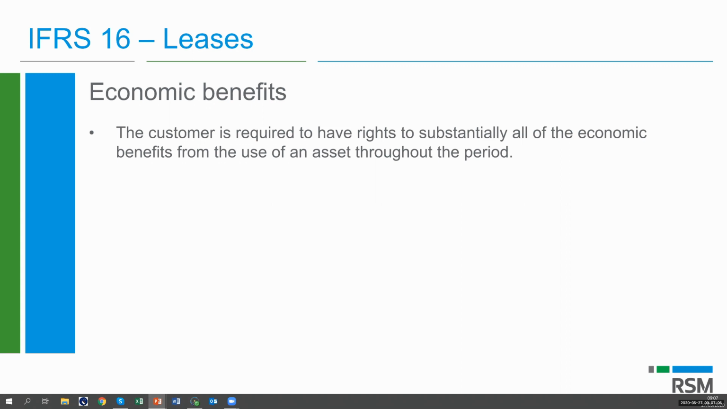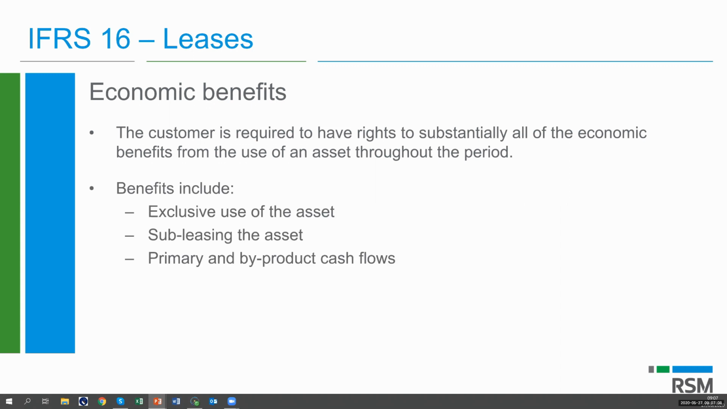So what do we mean by benefits? There's the exclusive use of that asset. Also, if you have the ability to sublease the assets, and then one that's not very common, but the primary or any byproduct cash flows from the use of that asset that might flow. So that's pretty much in brief what an asset is, and when a contract that you have entered into does contain a lease or not.